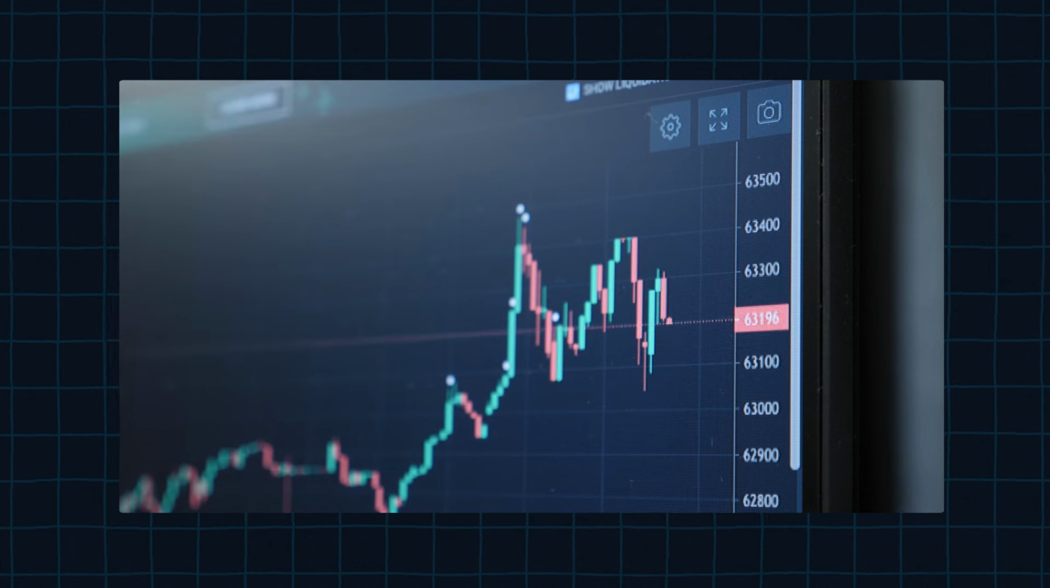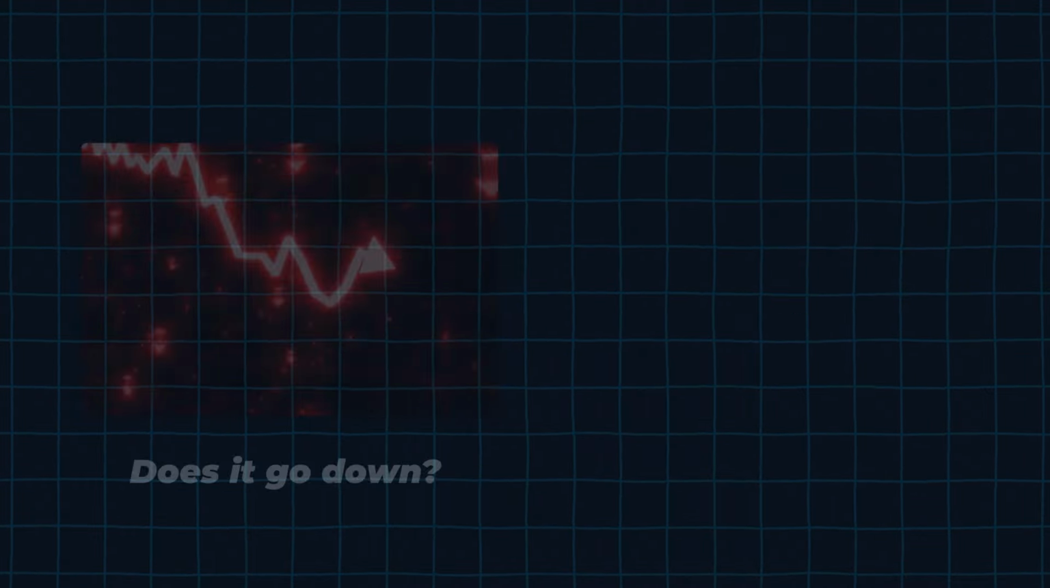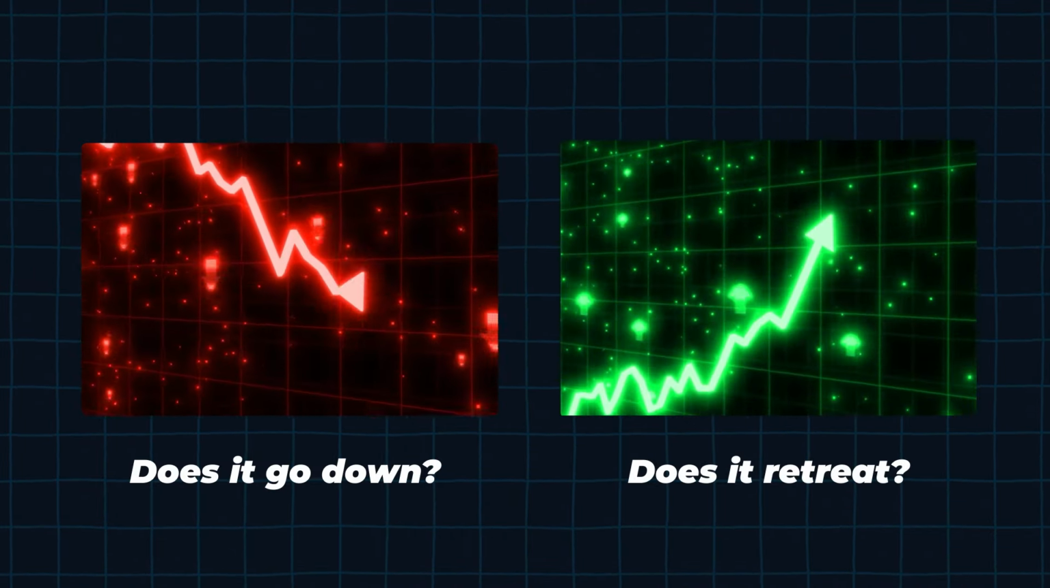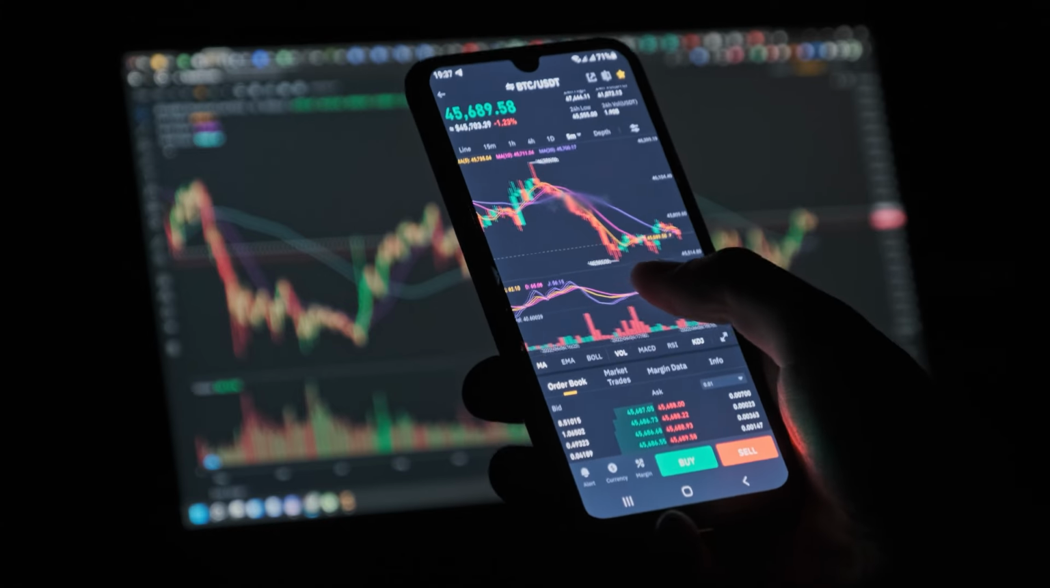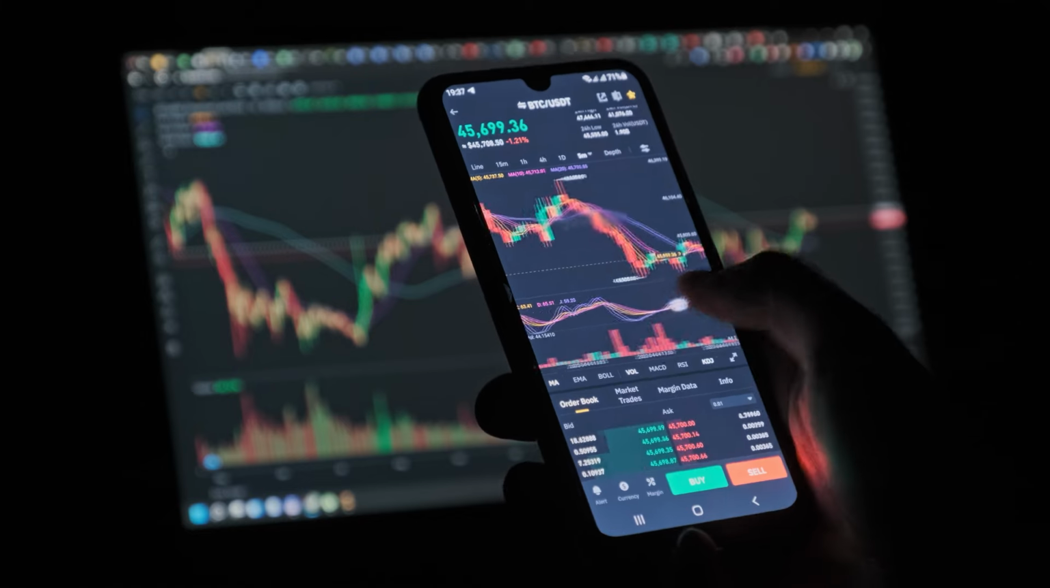And here's how you can use this for your trading. Start by watching. Watch how the price behaves as it nears these round numbers. Does it go down? Does it retreat? These reactions can signal potential buying or selling opportunities. Don't just take the numbers at face value. Test them. If you see it approaching a round number, wait and see if that holds or it actually breaks through. And once you have confirmation, you can use it as an advantage to enter a trade.